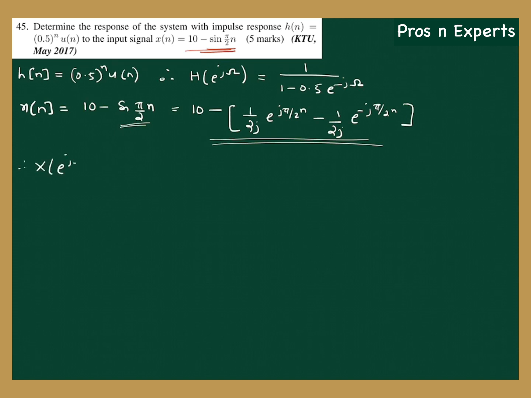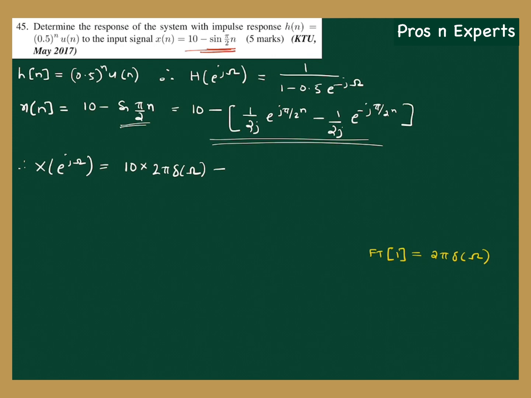Therefore, x of e raised to j omega equal to, so we have to find the DTFT for each term. And how will you find the DTFT of 10? You know that the Fourier transform of 1 is equal to 2 pi del of omega. Therefore, the Fourier transform of 10 will be equal to 10 into 2 pi del of omega. So 10 into 2 pi del of omega minus, now what is the Fourier transform of 1 by 2j e raised to j pi by 2n?